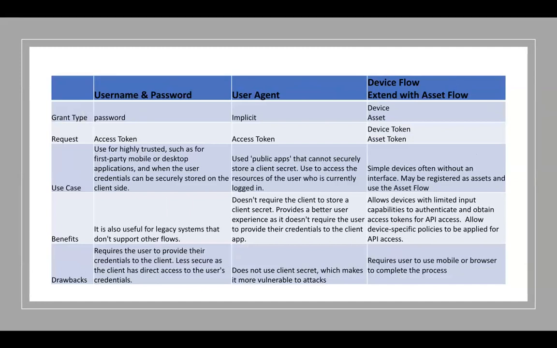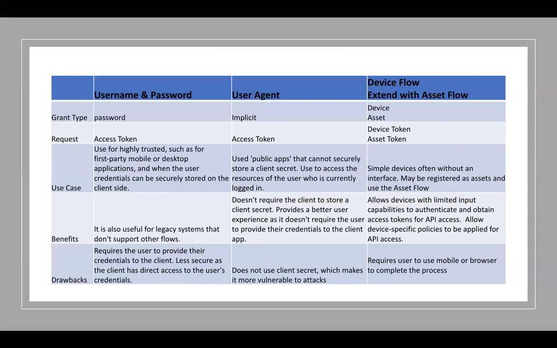So the next one is username and password. And so your grant type is password, and you're exchanging the password directly for an access token. This one is one of the least desirable ones to use because it needs to be a really highly trusted client that you're using. Either you created the mobile app or the desktop application, and you need to make sure that the credentials can be stored securely on the client side.